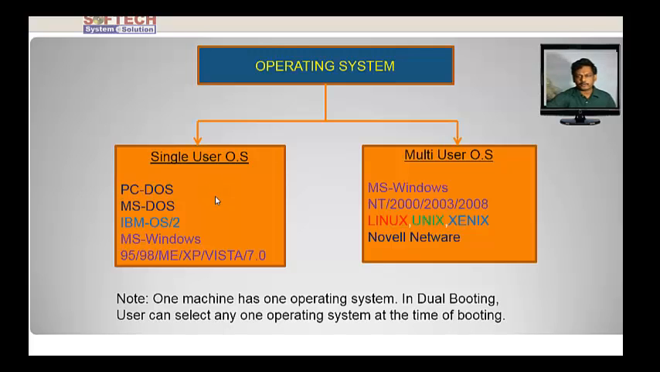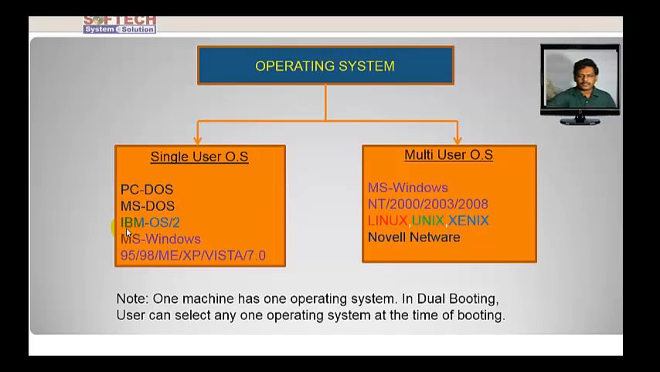If we click My Computer, it shows one window. That window consists of the hard disk, DVD drives and all things. So this is the graphical user interface. Through graphics, we can interact with the computer. Through characters, we can interact with the computer. So this is the character user interface. PC-DOS and MS-DOS are character user interfaces. IBM OS/2 is a graphical user interface operating system.